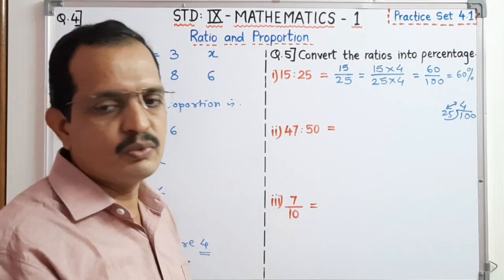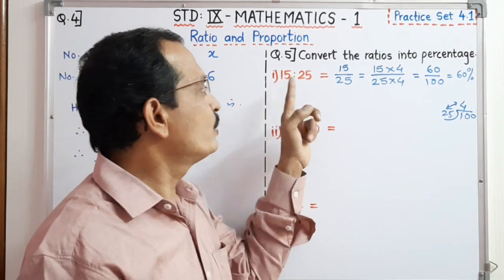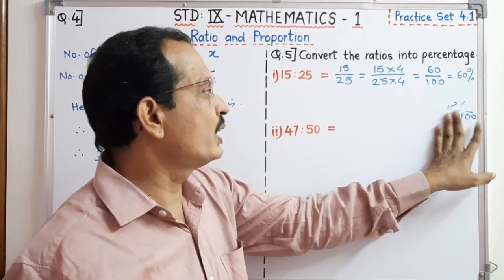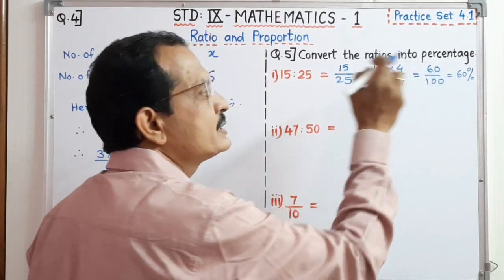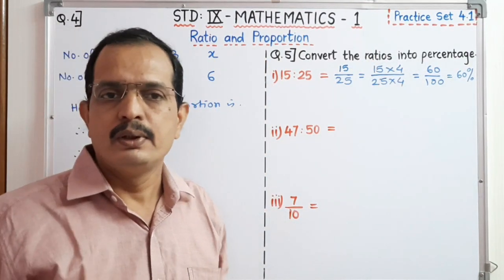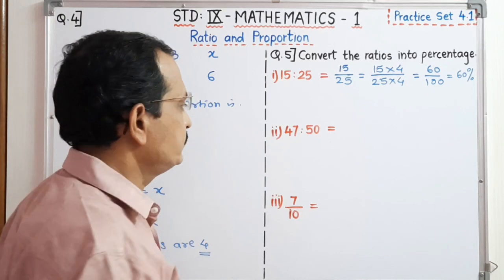Now we can convert this 15 upon 25, or 15 is to 25, into a percentage ratio as 60%, or 60 upon 100. Yes student, it is very easy.